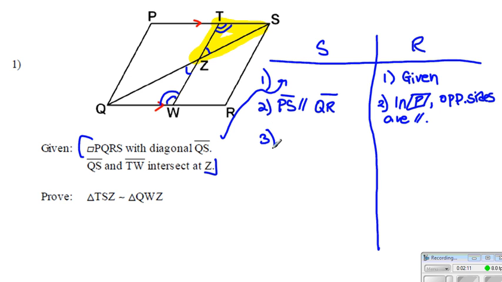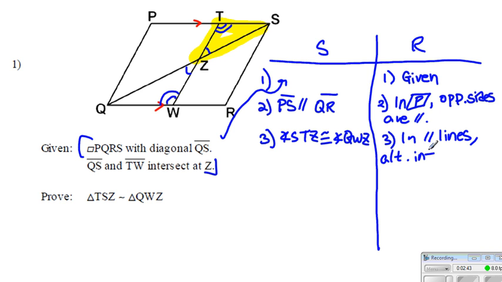All right, let us look at number 3. Therefore, here we realize angle STZ is congruent to angle QWZ. Why? In parallel lines, alternate interior angles are congruent. So that's why we have congruent angles right over here.